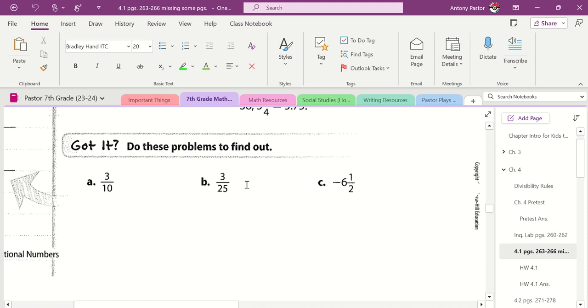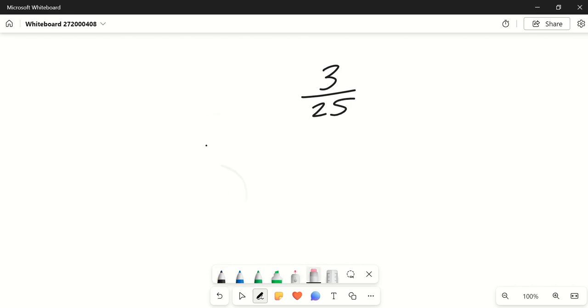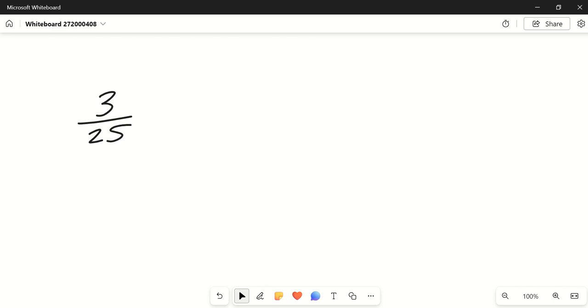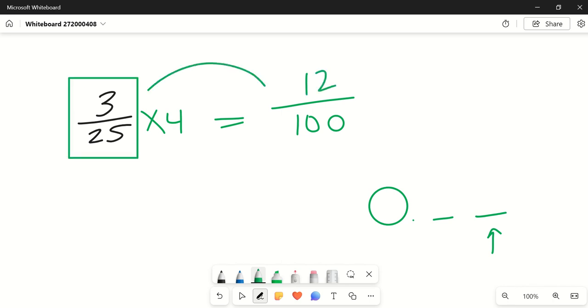3/25, not as easy, but I know I can convert that 25 to become 100. Let me erase this work that we just did, and we're going to move this over. If I multiply 25 by 4, I know that it will become 100. And then I can easily write a decimal because in the hundredths spot, it will end on the second digit. 3 times 4 will become 12. So 3/25 becomes 12 hundredths, or just 0.12.